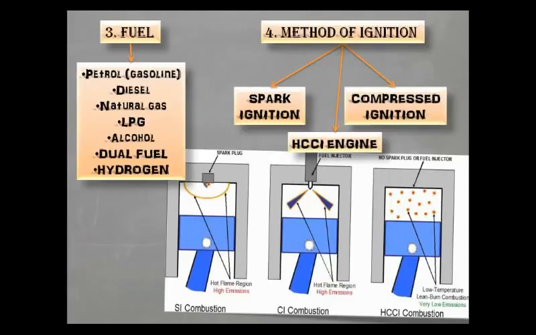Whereas in CI engine, the temperature generated is higher than the ignition temperature of diesel due to high compression ratio, and so a spark plug is not needed. SI engine works on Otto cycle, whereas CI engine works on diesel cycle. SI engine uses gasoline, that is petrol, as fuel, and CI engine uses diesel as fuel. Whereas HCCI engine uses a lean pre-mixed air-fuel mixture. Homogeneous mixture of air and fuel is compressed with a high compression ratio inside the combustion chamber.